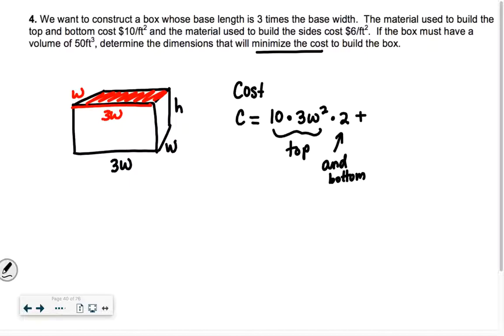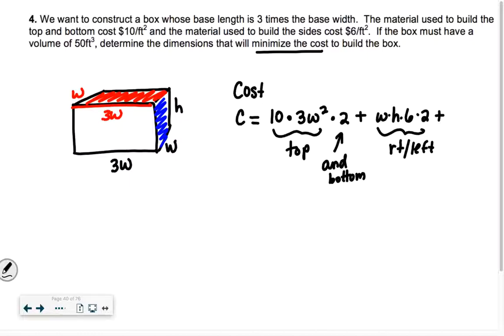All right, how about the right and the left side? W times H. What's it cost? 6. Top or right and left times 2. So that's the right and left. Does that make sense how we're setting this up? All right, how about the front and the back?